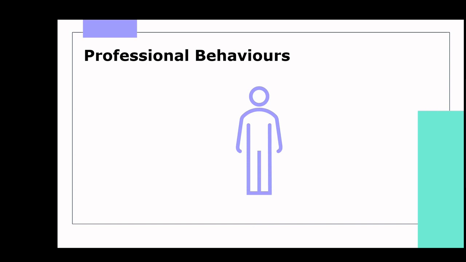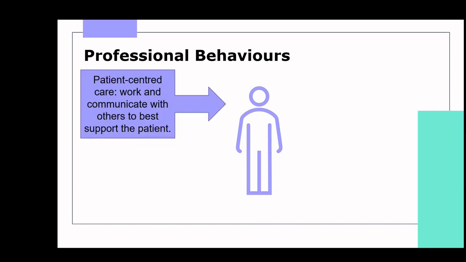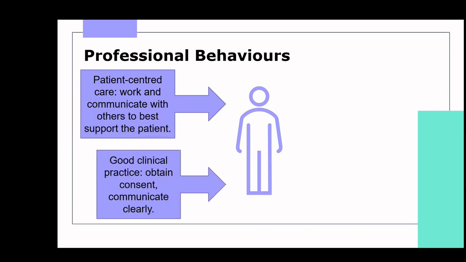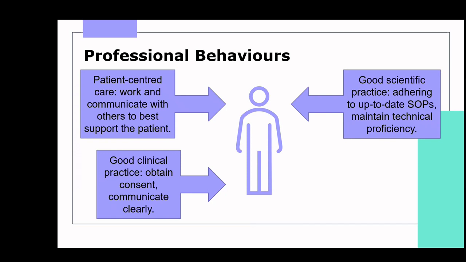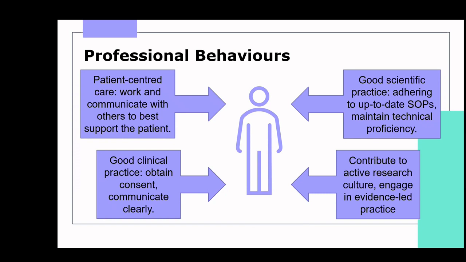And finally, we have professional behaviours. So these build on the foundations of the vocational competency and academic skills. So some examples of the areas that we can formatively assess in our students are patient-centred care. This includes various skills, including communication, working with others, good clinical practice, good scientific practice, and contributing to an active research culture.